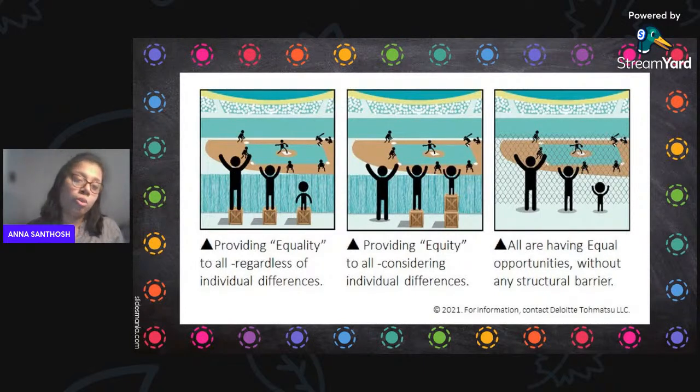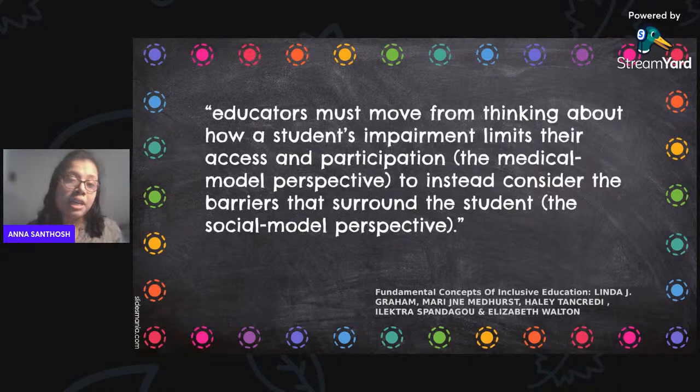This is what we need to follow when it comes to inclusive education. Educators must move from thinking about how a student's impairment limits their access and participation to instead considering the barriers that surround the student. So this is how educators must move their thinking. It is not the student's impairment that limits the student, but the surroundings that actually hamper or limit the student. So we need to consider changing that surrounding to accommodate the student's needs, instead of changing the student to accommodate the learning environment. Educators must change this thinking pattern.